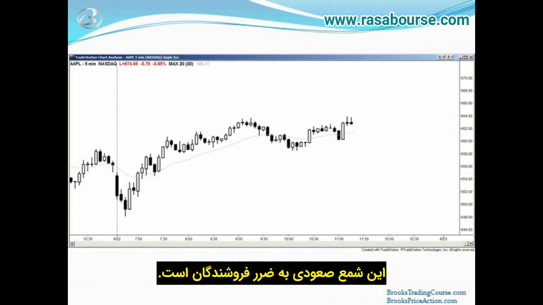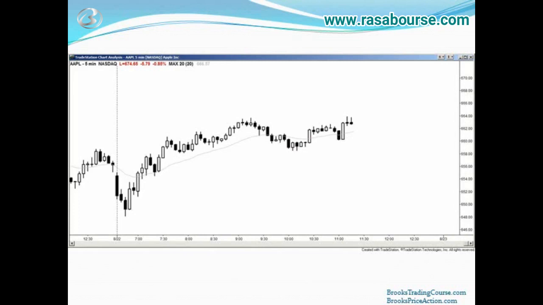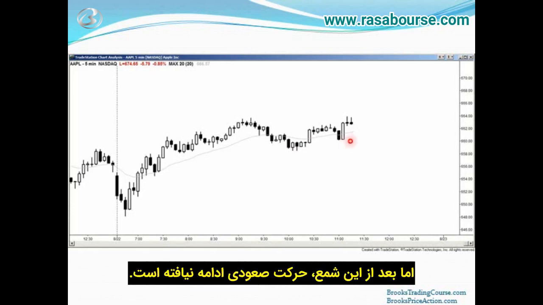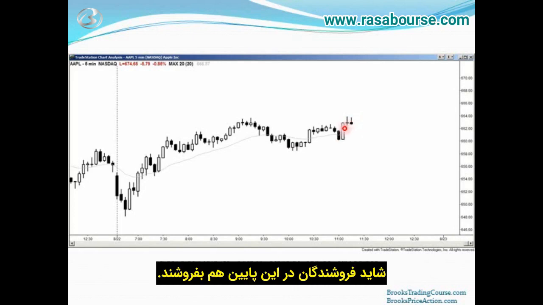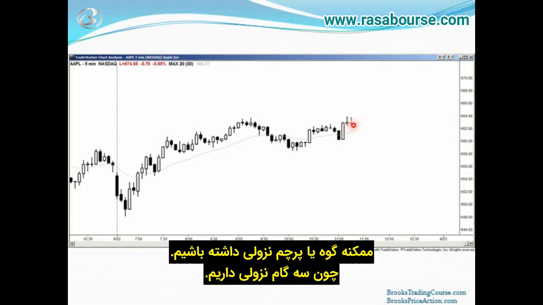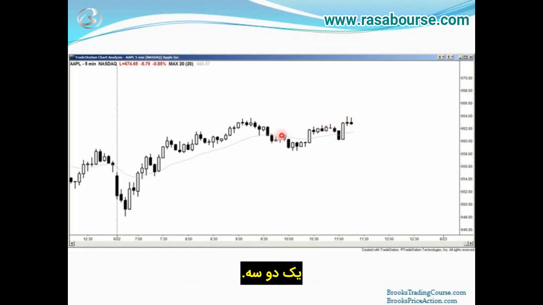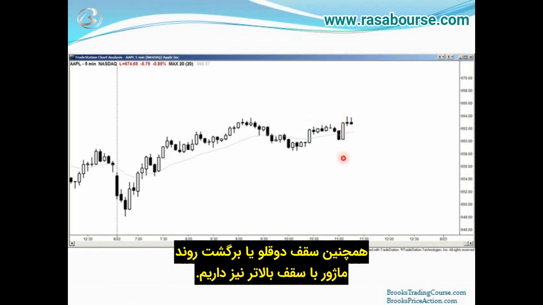Bad bar for the bears. However, weak follow through after this strong bull reversal. The bears might try another short here. They can argue wedge bear flag, 3 pushes up, 1, 2, 3, and a double top or higher high major trend reversal.